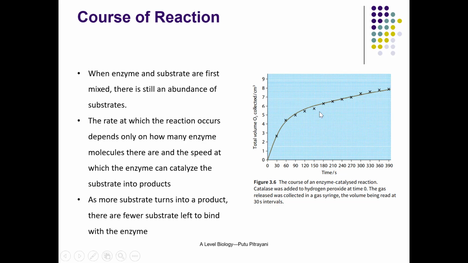So the graph means that during the first period of the reaction, the amount of oxygen produced is very high, meaning that the activity of the enzyme is very high. In an enzyme-catalyzed reaction, the initial time is usually when the reaction happens very fast.